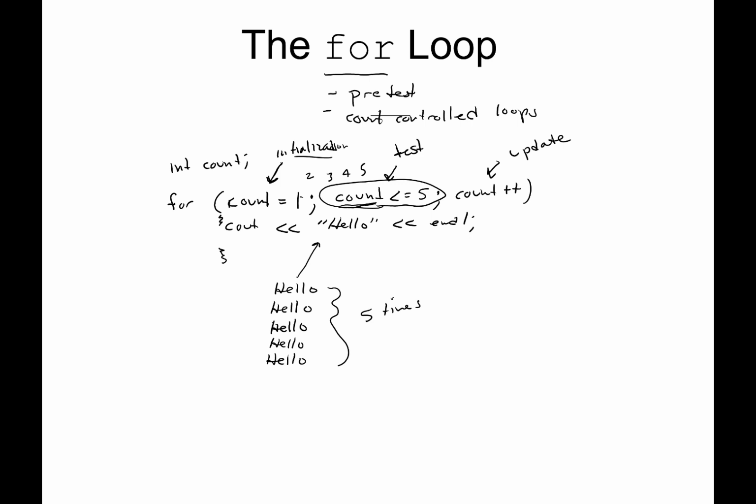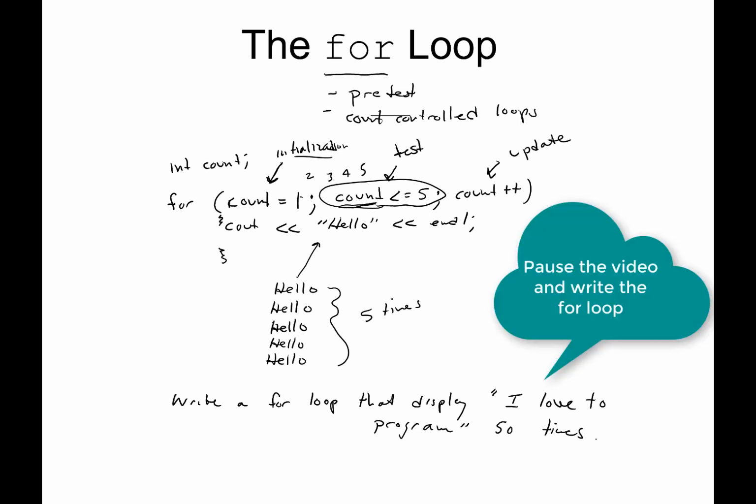So what I want you to do is write a for loop that displays "I love to program" 50 times. So this is kind of like having to write on the board, only we're doing it the fast way. Let's give you guys a couple minutes to write that loop. And I recommend writing something down, it helps.